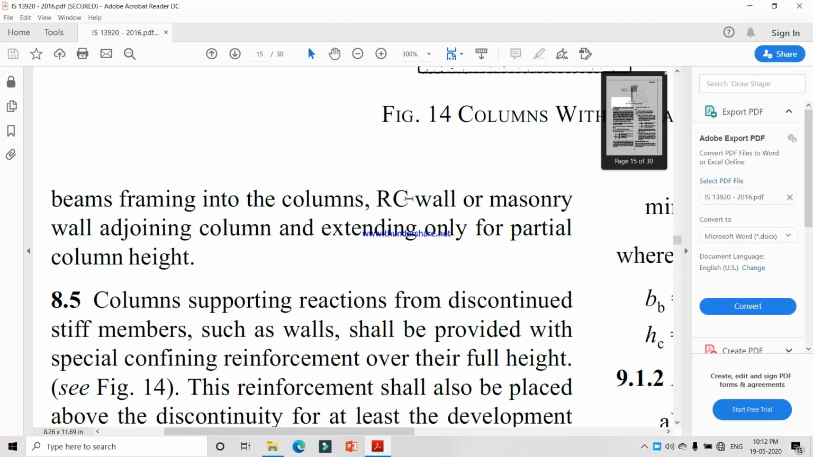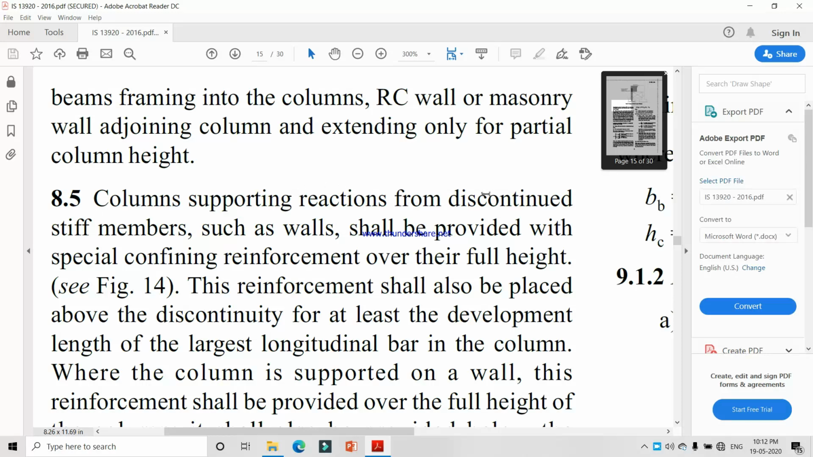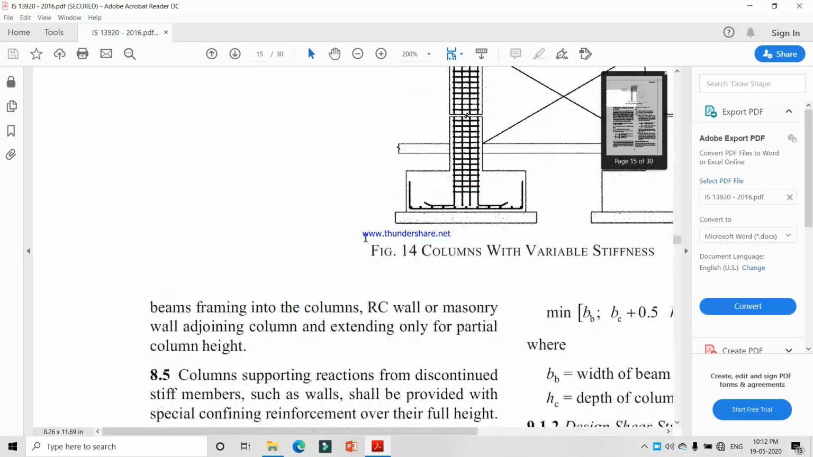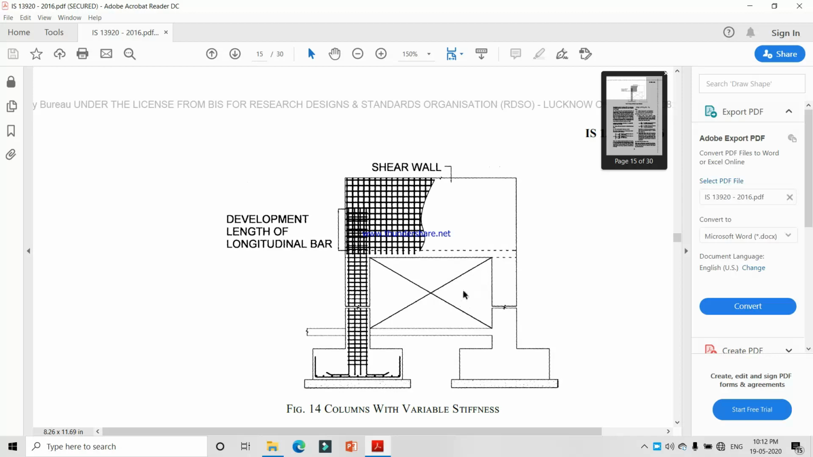Beam framing into the column, RC wall or masonry wall adjoining the column and extending only for partial column heights. A column supporting reaction from discontinuous members such as a wall shall be provided with specially confined reinforcement over its full height. If the wall is here, you have to provide specially confining reinforcement over the overall section.